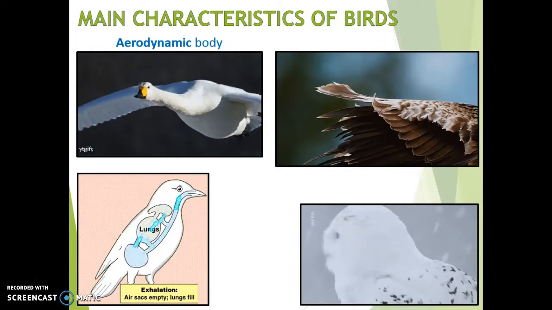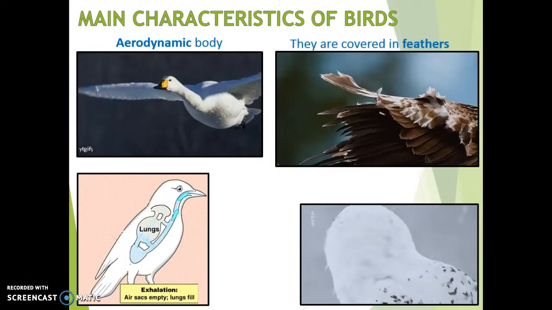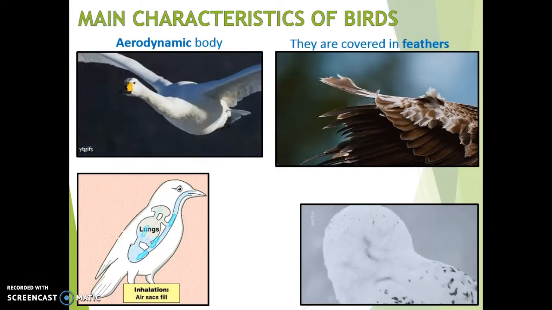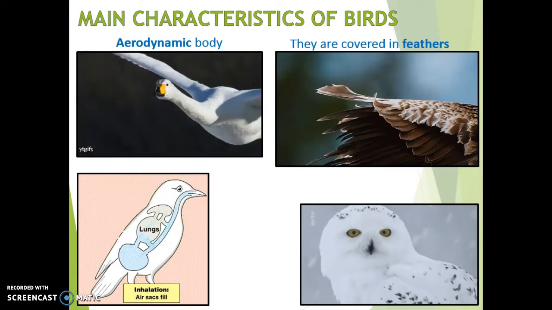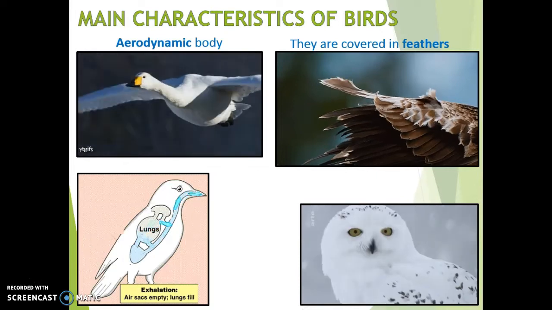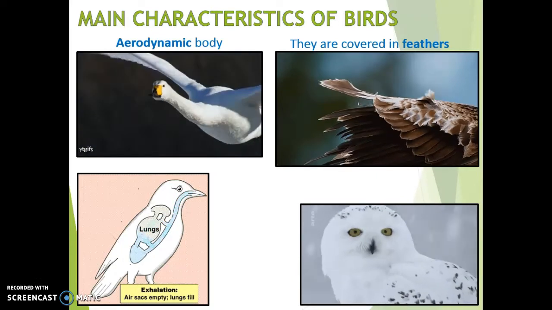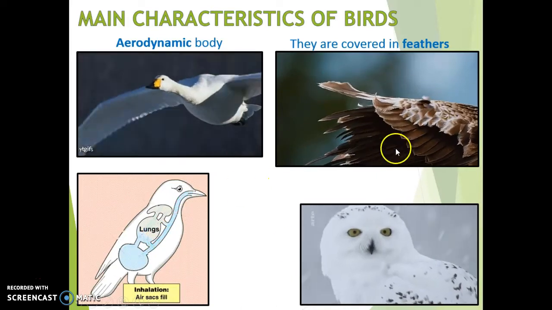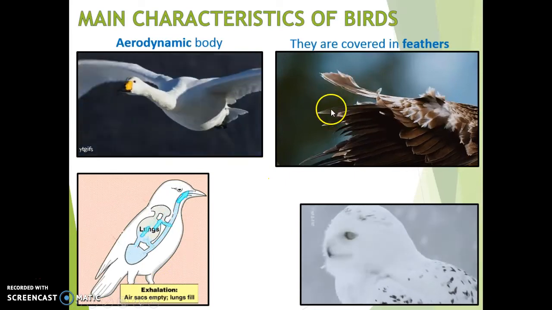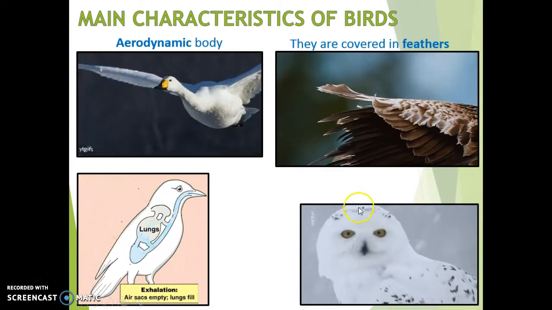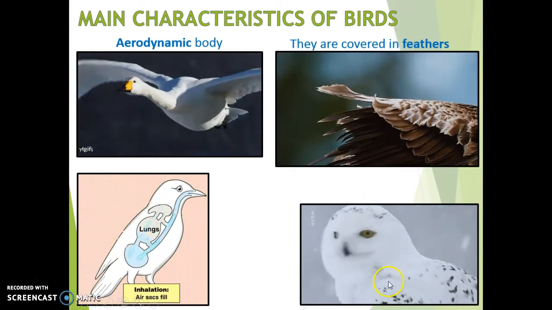They have feathers. This is a characteristic of birds. If it doesn't have feathers, it most likely is not a bird. You have two kinds of feathers. You have feathers which are designed for flying, like this one, but other feathers are designed for keeping the animal warm, like the owl down here.